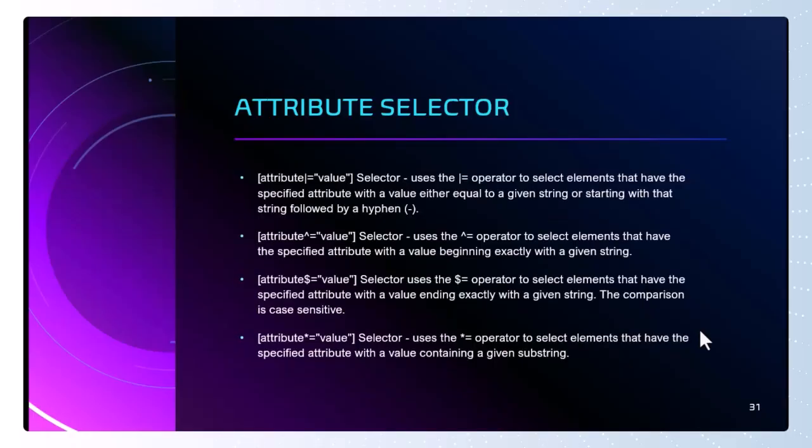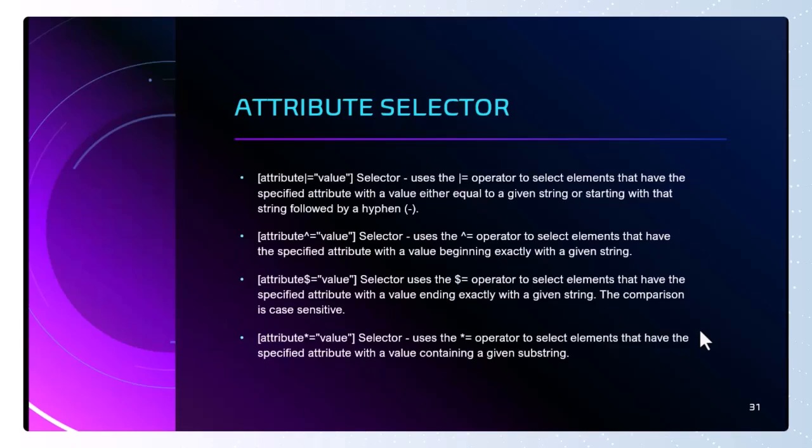The attribute with the pipe equal value uses that operator to select elements that have the specified attribute with the value either equal to a given string or starting with that string followed by a hyphen. And then the attribute with the caret equal value selector uses the caret equal operator to select elements that have the specified attribute with a value beginning exactly with a given string.